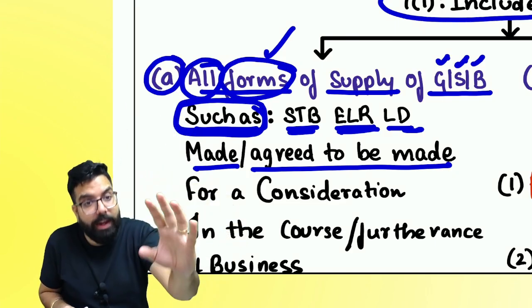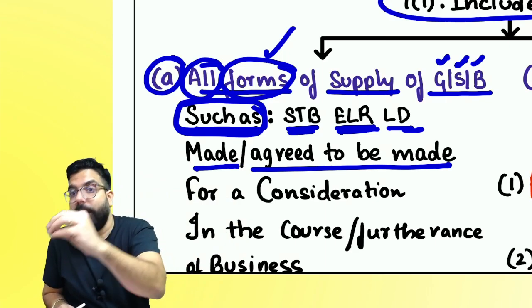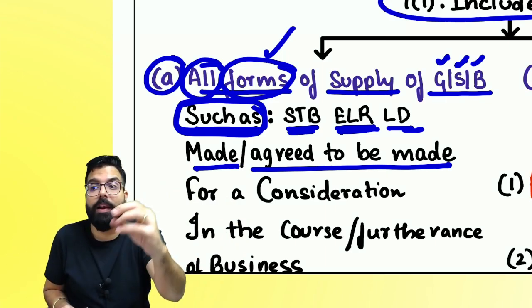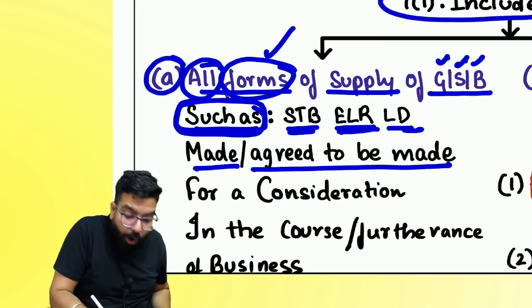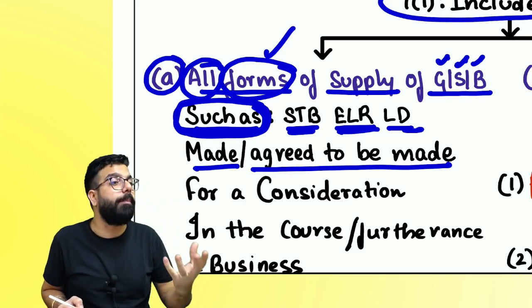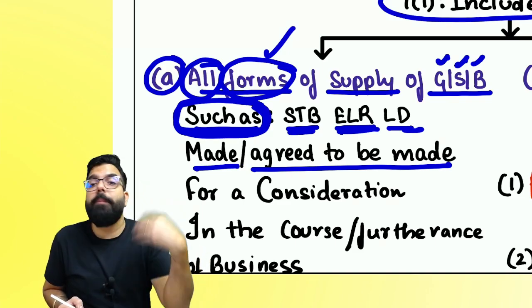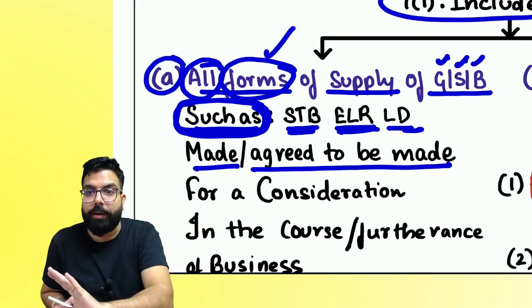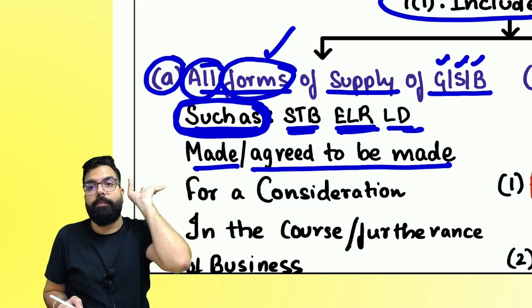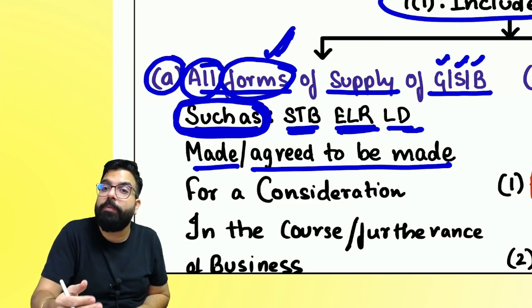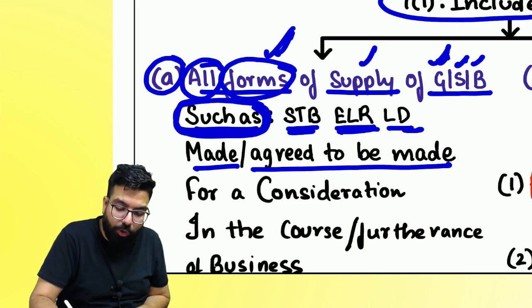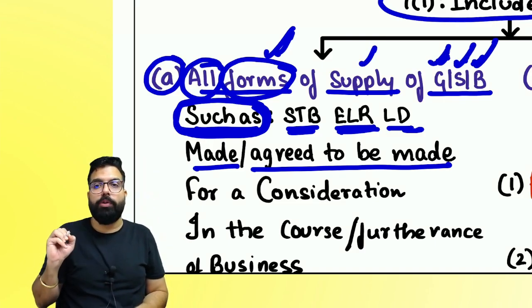Whether you name it as sale, transfer, barter, exchange, lease, rental, license, disposal, whatever name. Such as means what, everyone? Example. If I'm providing you service, is that also included? Yes, all activities are included. All forms mean all the activities of supplying goods, service, or both.